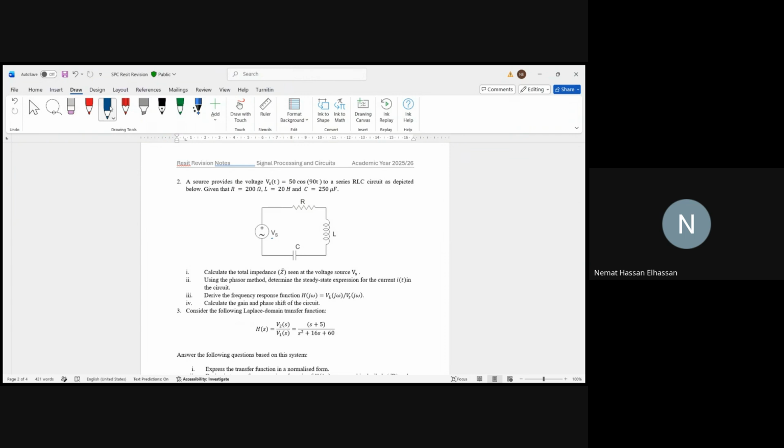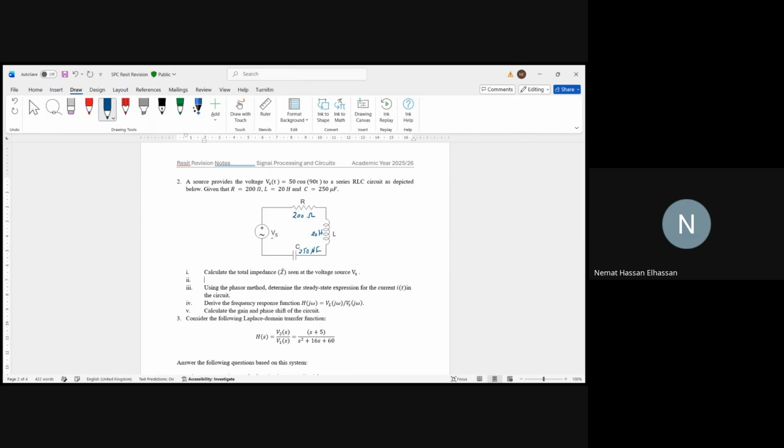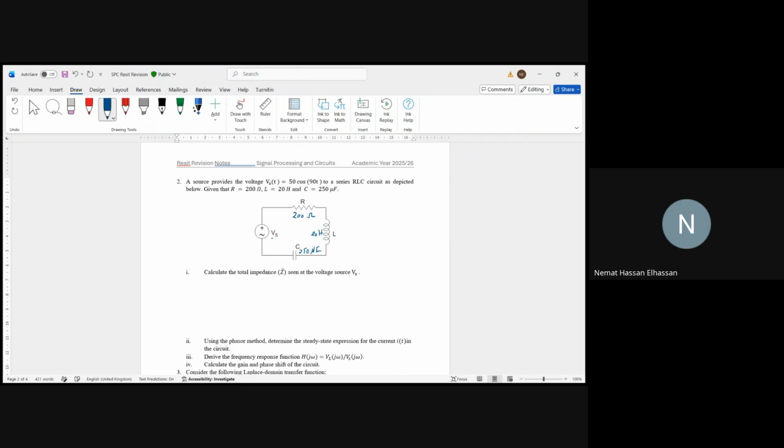Now, given that the value of R is 200 ohms, so let's write it down here, 200 ohms. The value of L is 20 Henry, and the value of C is 250 microfarads. Can we evaluate the following? So let's start with the first part. Can we calculate the total impedance?